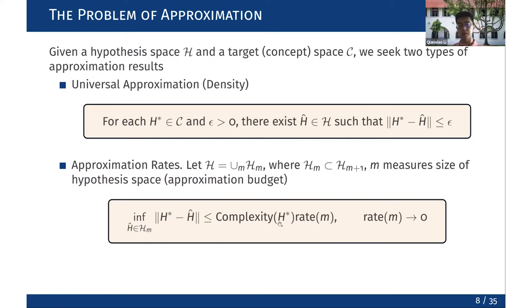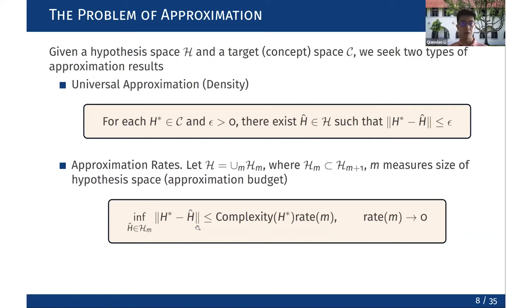So they usually depend on two things. One is the complexity of my target, and one is how big is my M. And this rate usually goes to zero. Well, it has to go to zero when M goes to infinity for this to hold, right? So if I have some expression like this, I can understand what kind of H star is easy to approximate, right? If the complexity measure is low, then we know that the error is small. So this tells us a lot about the inner workings of this kind of approximation procedure.